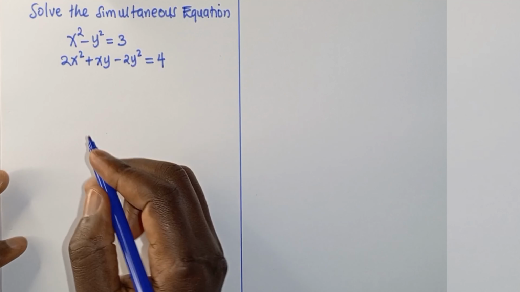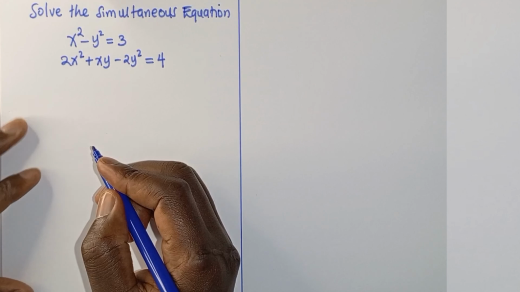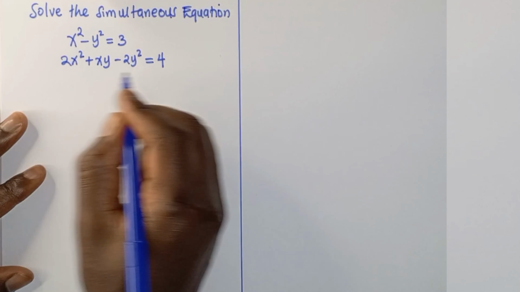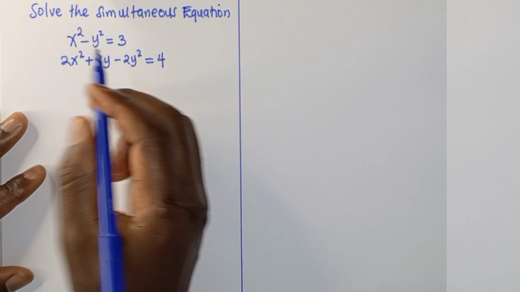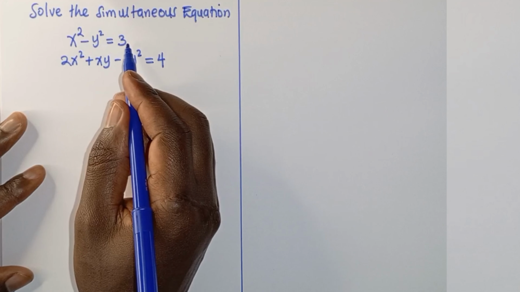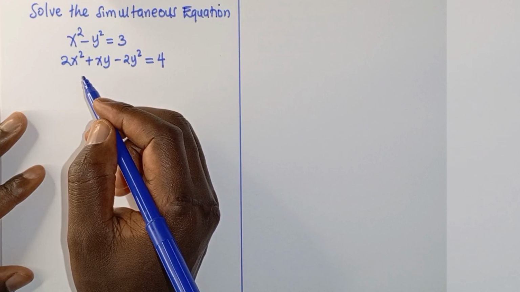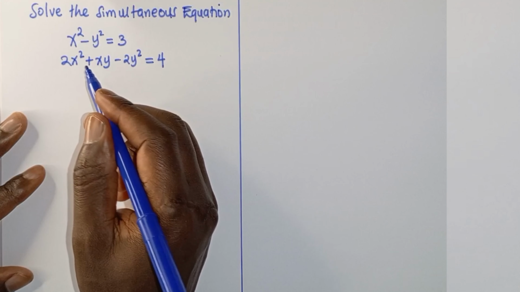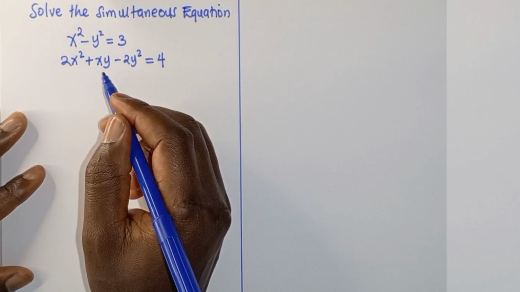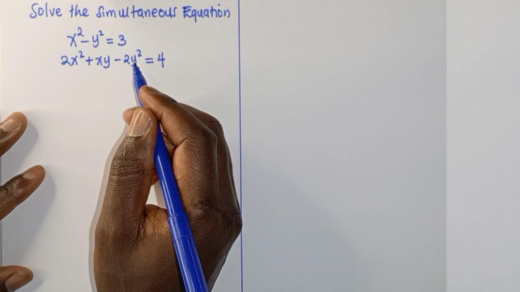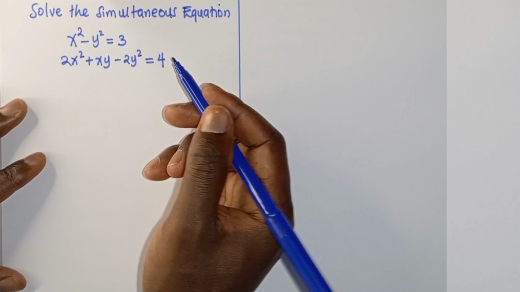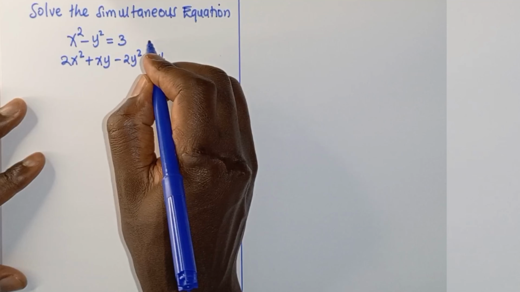Now, to solve such an equation, whereby the two are nonlinear equations, x squared minus y squared is equal to 3 and 2x squared plus xy minus 2y squared is equal to 4. Here, we let something that is very important, and that line is y is equal to mx.